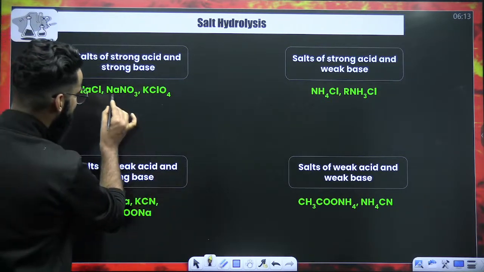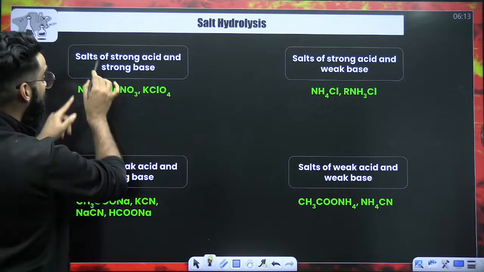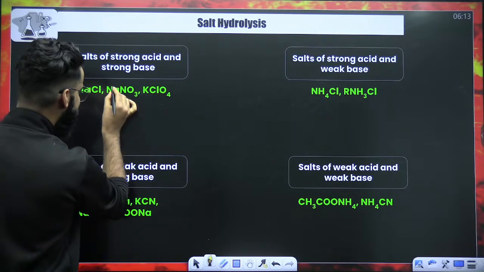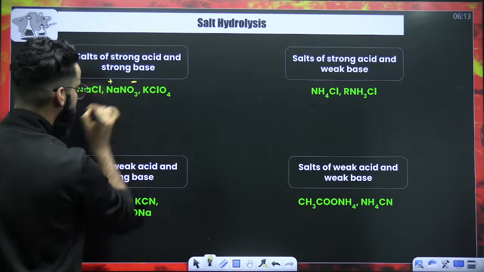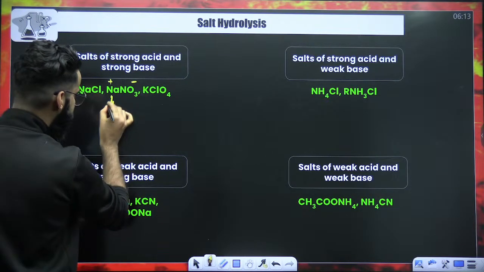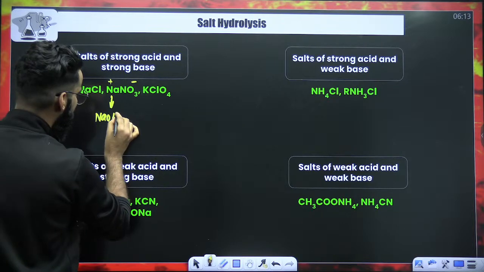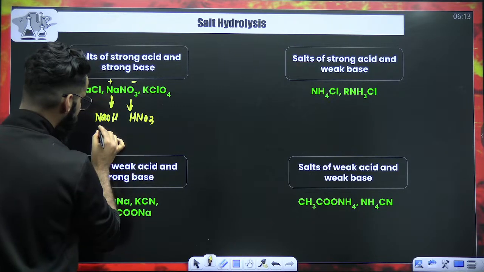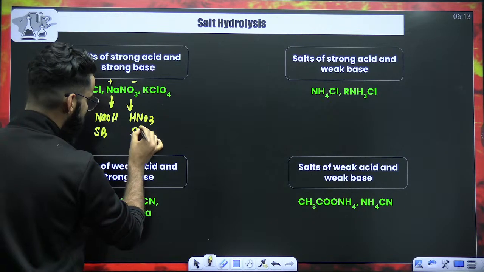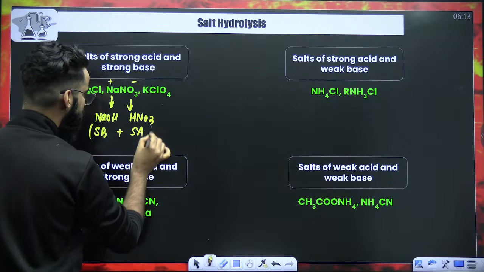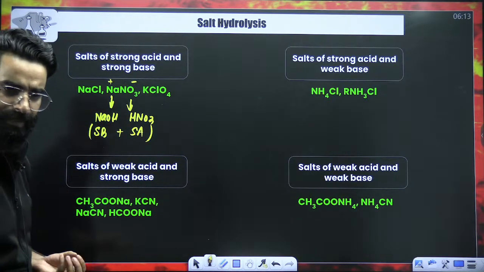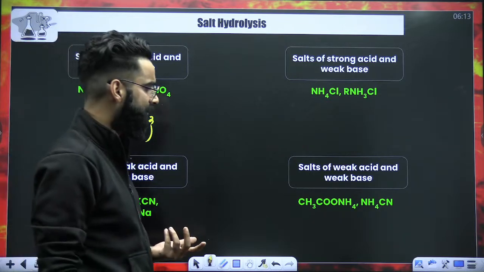For example, you are taking NaNO3. Don't look at all the headings. Just look at NaNO3. Can I say I have got Na positive, NO3 negative? Can I say Na positive would have come from NaOH and NO3 negative would have come from HNO3? This is something which you already know. It is a strong base. This is a strong acid. So I would say the salt NaNO3, it is a salt of strong acid and strong base. As simple as that, right?